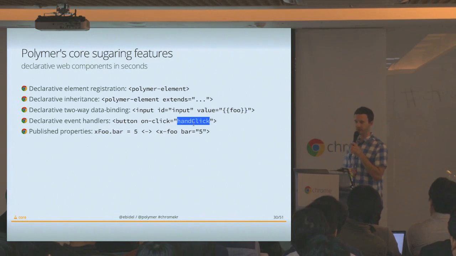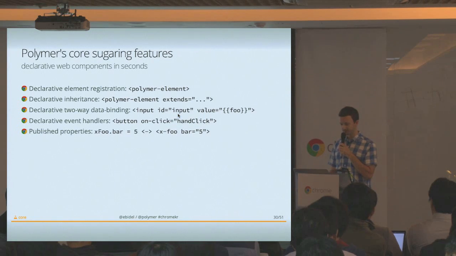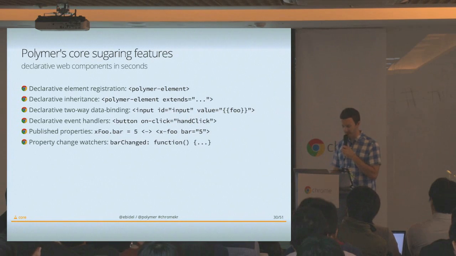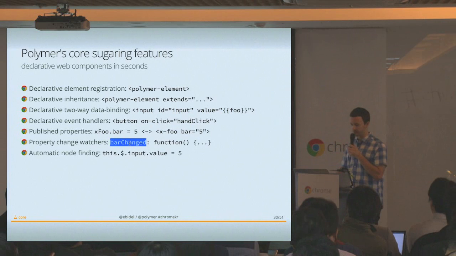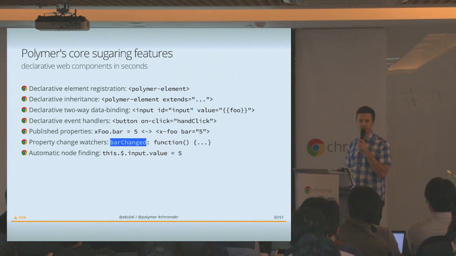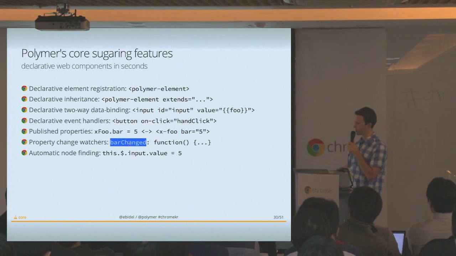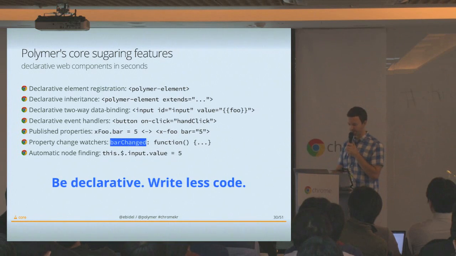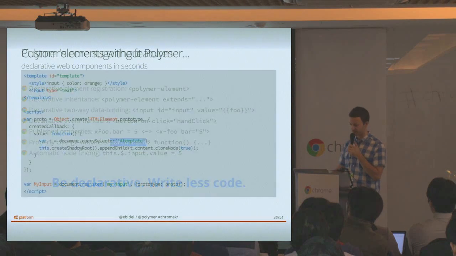Declarative events are pretty cool. You don't have to do things like attach an event listener. You can basically just use on-dash-whatever event you want and then give it the handler that you want to be called. Publishing properties, a lot of this stuff I'll go through, being able to detect when a property changes, right? Somebody changes something on your element, you want to be notified of that, and you get a callback for that if you define it. So the takeaway here is that we want to be as declarative as possible, and we want to write less code.